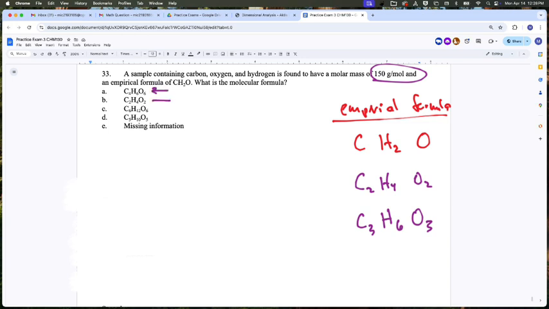Do each of these formulas match the ratio for CH2O? So is C4H6O6 matching the empirical formula? No, which means that's wrong. C2H4O2, that's actually one of the ones we wrote down. C6H6O6, C6H12O6, yeah, that matches. C5H10O5, yeah.